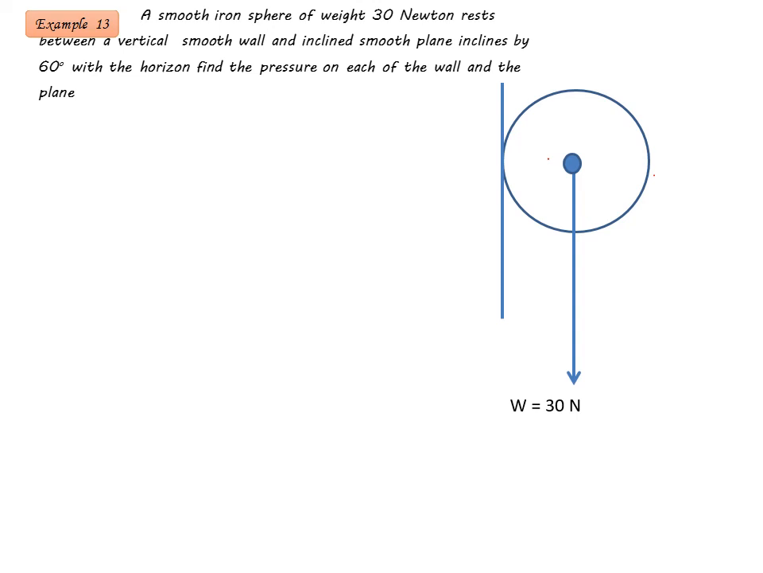Then a smooth inclined plane, that means a plane inclined to the horizontal by an angle of 60 degrees, right? Here we have horizontal and vertical, the angle between them equals 90 degrees. So the remainder of the angle equals 30 degrees. Then we have two smooth planes, so the reaction will be perpendicular to the plane at the point of contact.